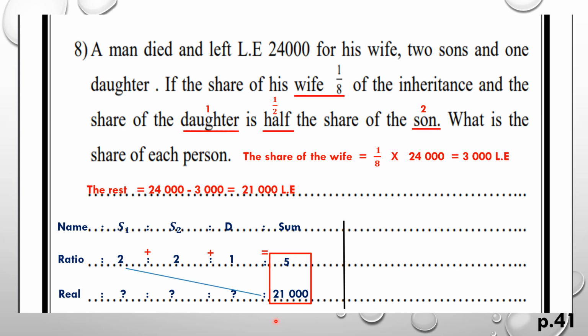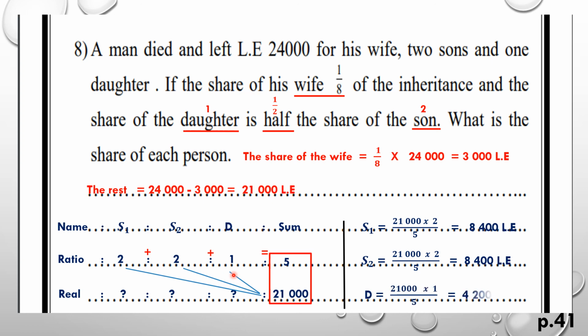S1, 21,000 times 2 over 5 equals 8,400 LE. S2, 21,000 times 2 over 5 equals 8,400 LE. Daughter, 21,000 times 1 over 5 equals 4,200 LE.